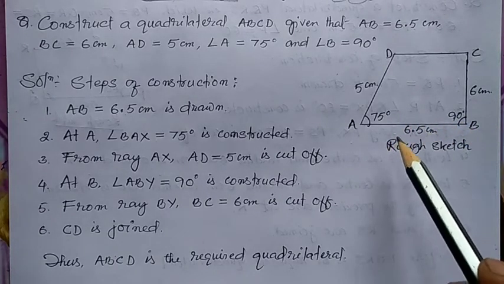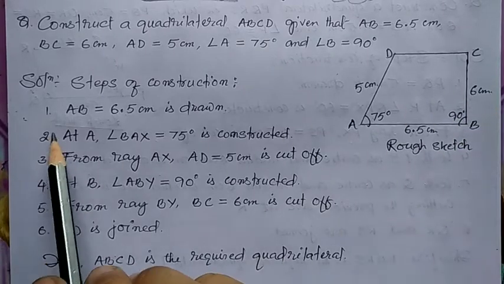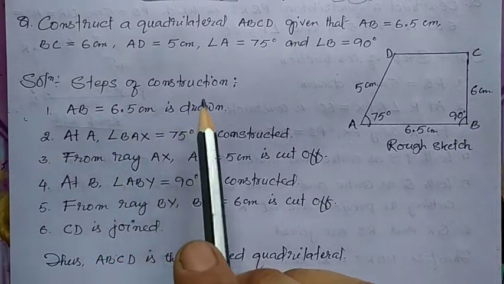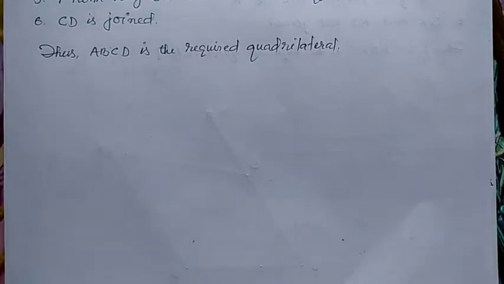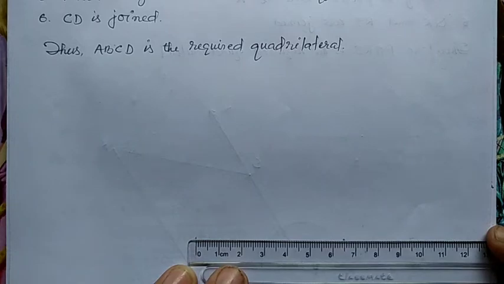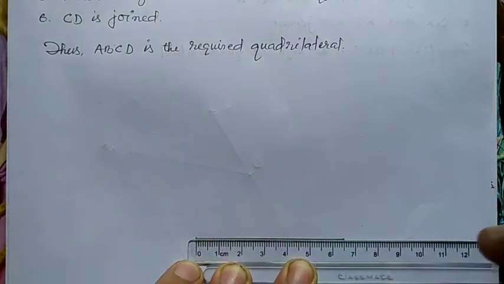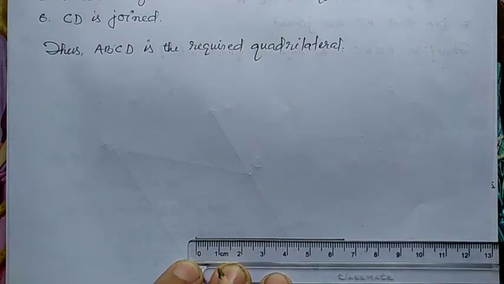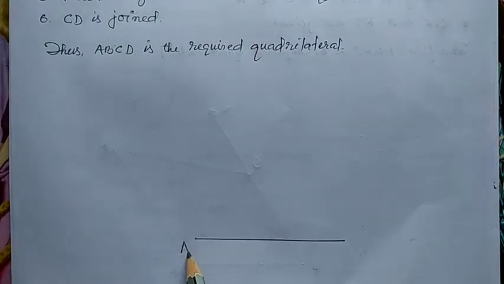So for this type, we will first draw the side which touches the two given angles, that is AB. So the first step is AB equal to 6.5 is drawn. Let's draw AB, which is 6.5 centimeter long. This is for AB, which is 6.5, as you can see, starting from 0 up to 6.5. We name this as AB.